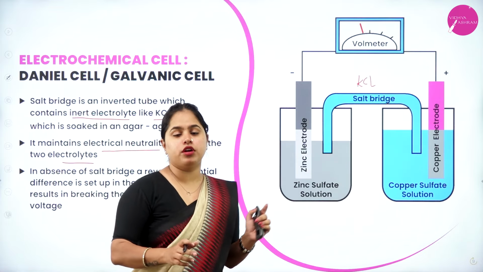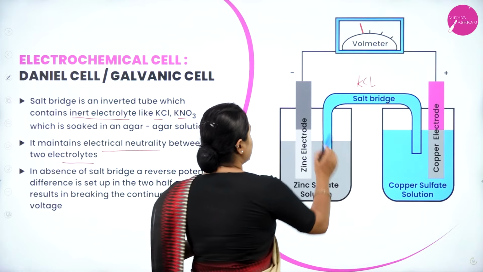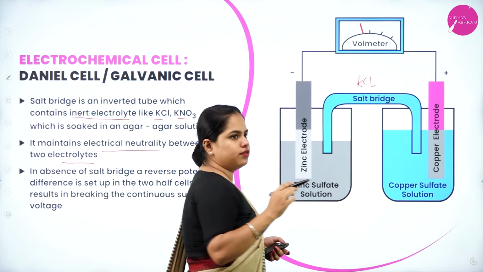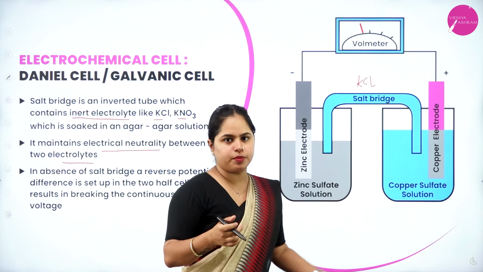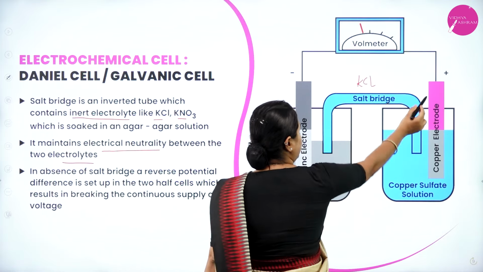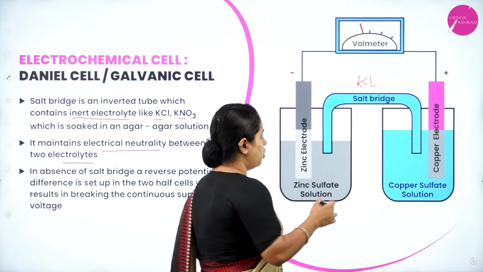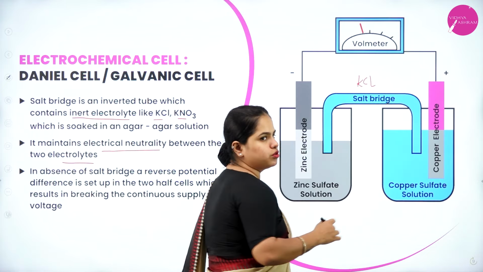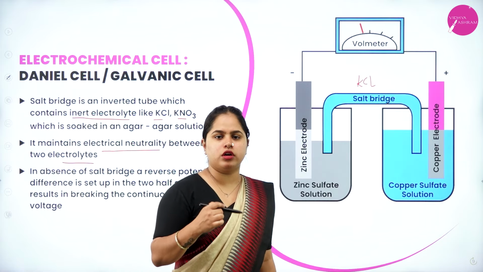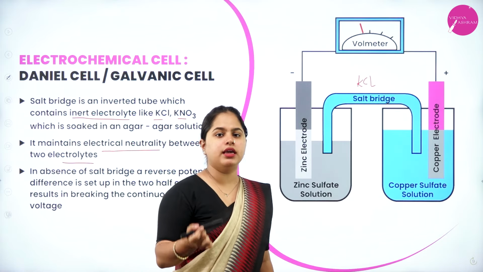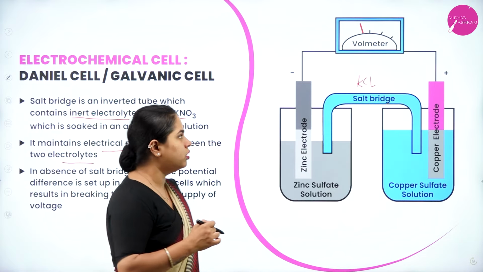Also, another important function of the salt bridge is to complete the circuit. From here to here you have an electrical wire which is used to complete the circuit. But how are these two electrolytes connected? Only by this wire. The circuit should always be complete, right? So the salt bridge is also used to complete the circuit. These are two important functions of the salt bridge, to maintain the electrical neutrality as well as to complete the circuit. These 2 points are very important to remember.